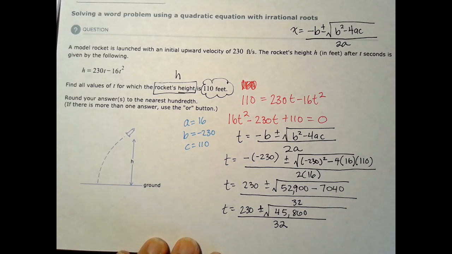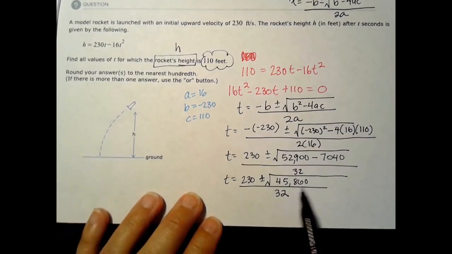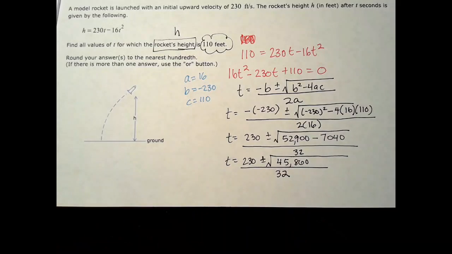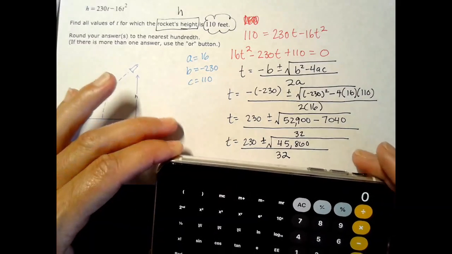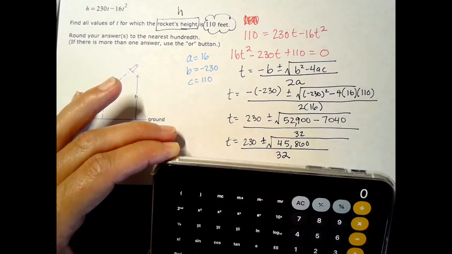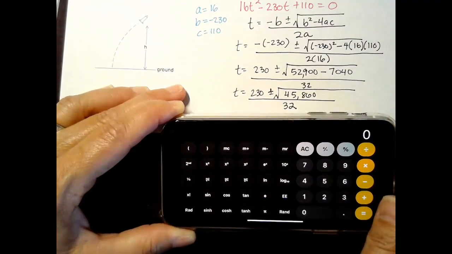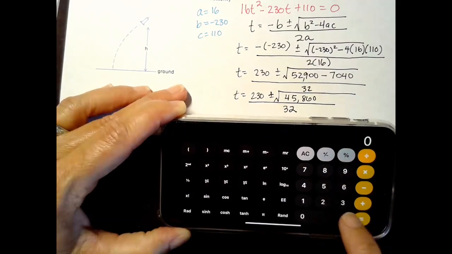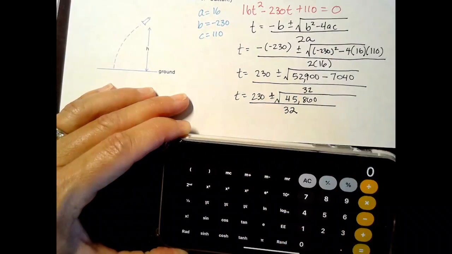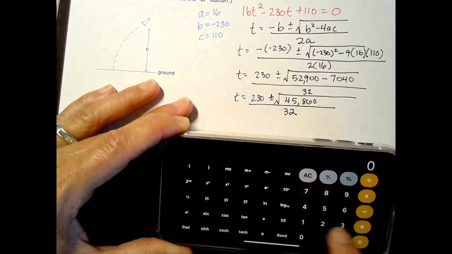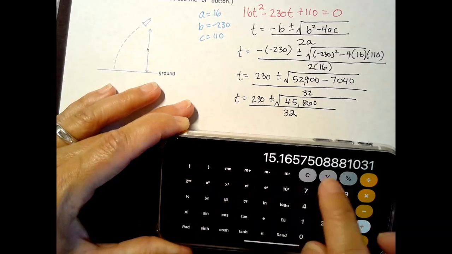Now you're just going to put this on your calculator. This is not a perfect square, so it's irrational. That's why it's irrational, because it's not a perfect square. You're going to just type all these things into your calculator. I don't have a calculator right here, I'm just using my iPhone, so I'll show you how I would put this in. I'm going to take 230 plus that divided by 32, and then 230 minus that divided by 32. So 230 plus, and then your square root. Ooh, that's not going to work.